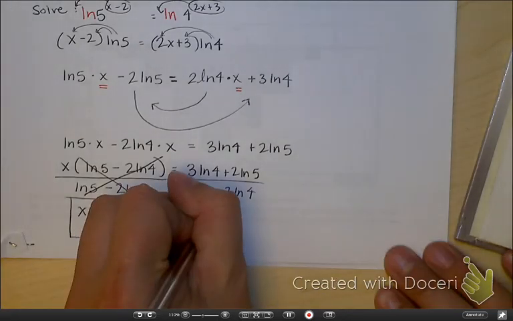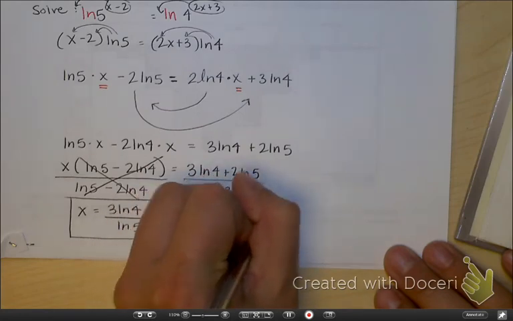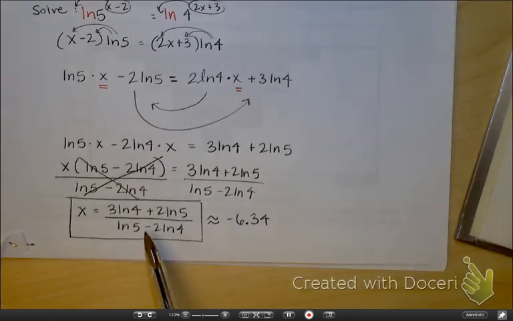And if you put it into a calculator, you would get approximately negative 6.34. But again, for the purposes of what we're doing, I would like an exact answer. So I would rather have you leave your answer like this.